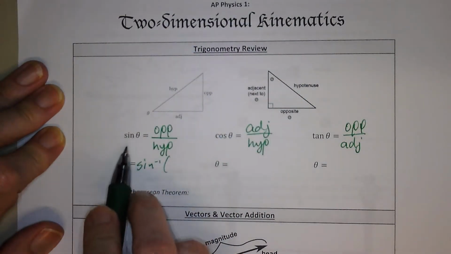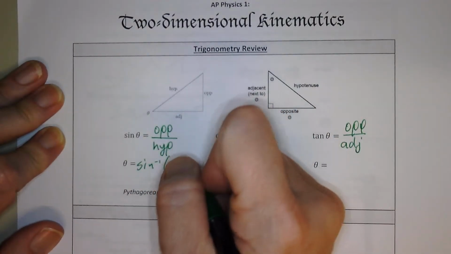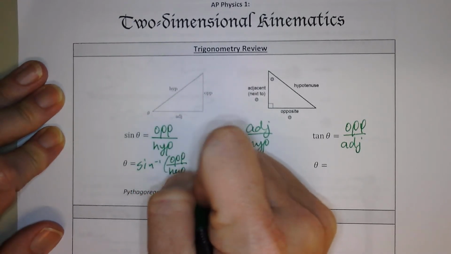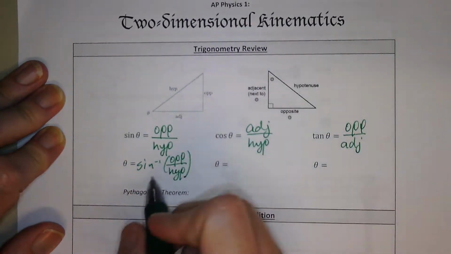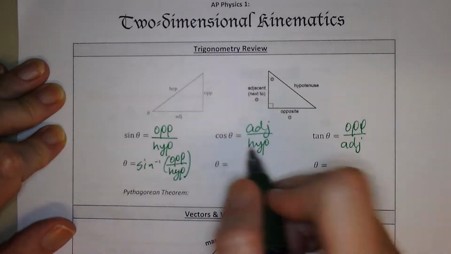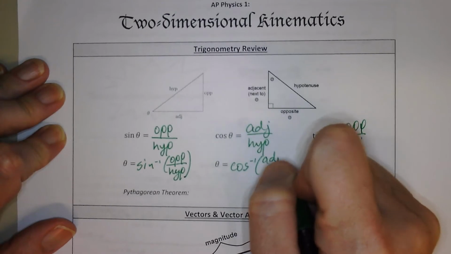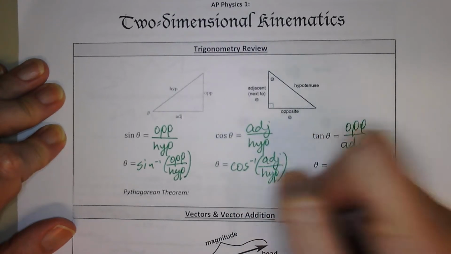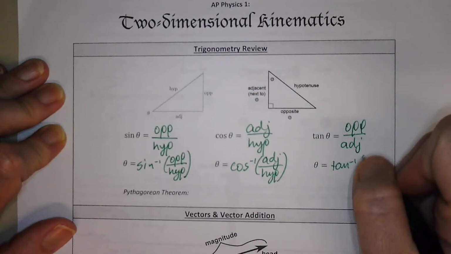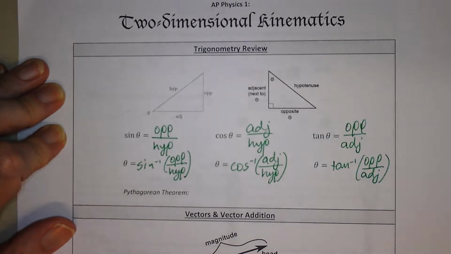If you want just the theta, and you have opposite and hypotenuse, then you could do inverse sine of opposite over hypotenuse, and that would give you your theta. From the cosine, that would be inverse cosine of adjacent over hypotenuse. And from tangent, that would be inverse tangent of opposite over adjacent.